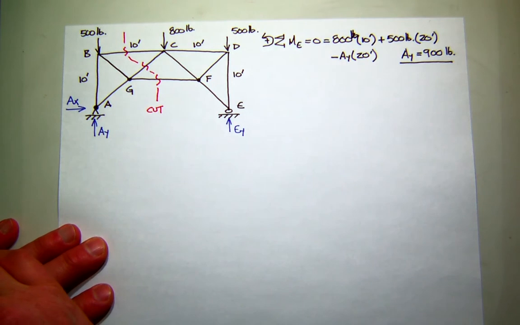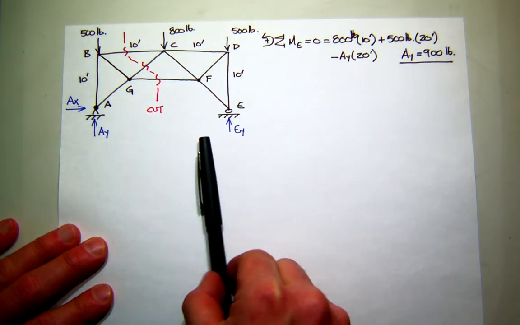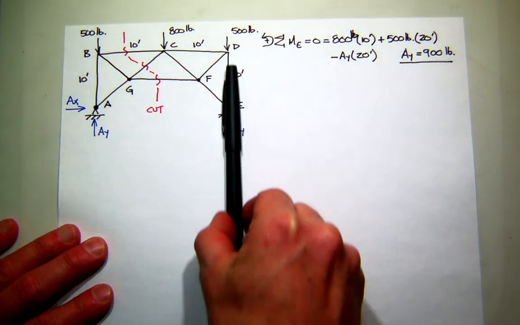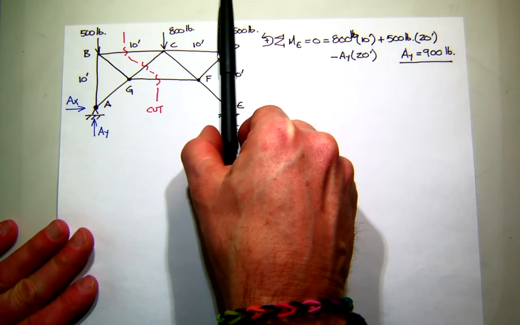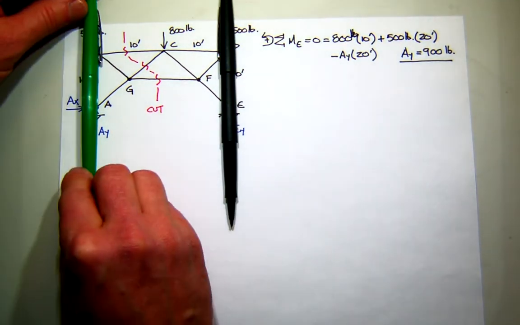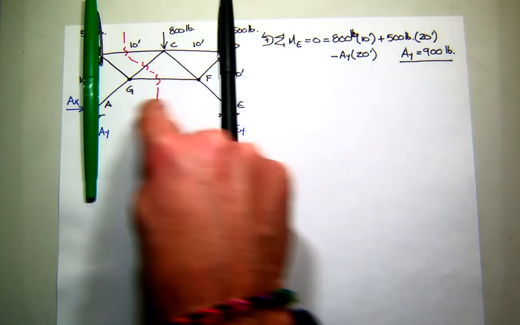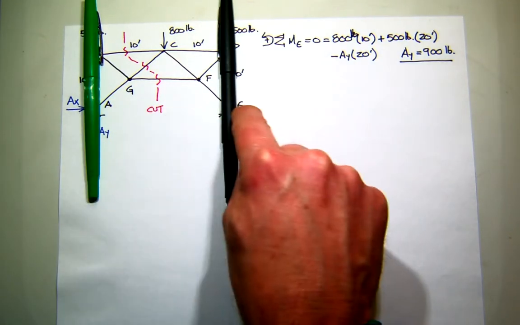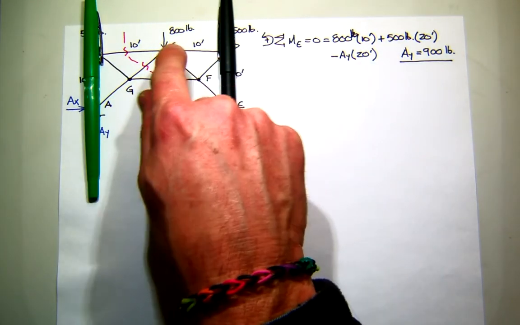Miss Holland, yes. Can you show me again why AY has 20 feet? Well, remember, we're summing moments about E, so I'm just going to imagine a line of action passing through E, right? And you can see all these other forces, being parallel, and it's the distance between them. And the distance should be 10 plus 10.